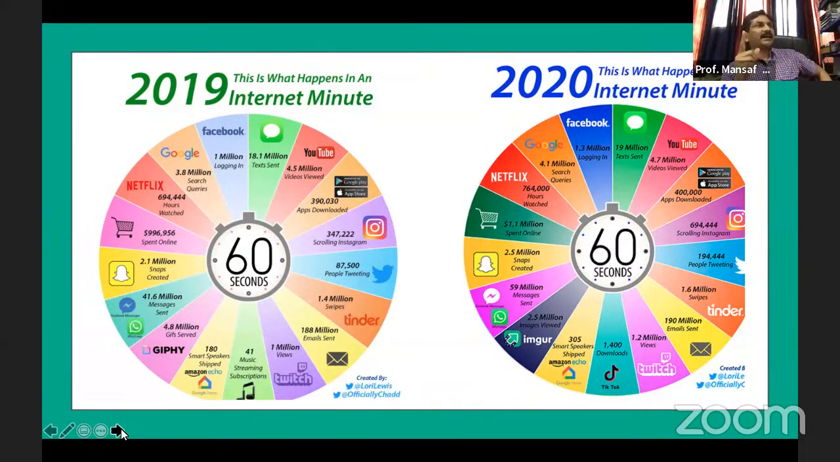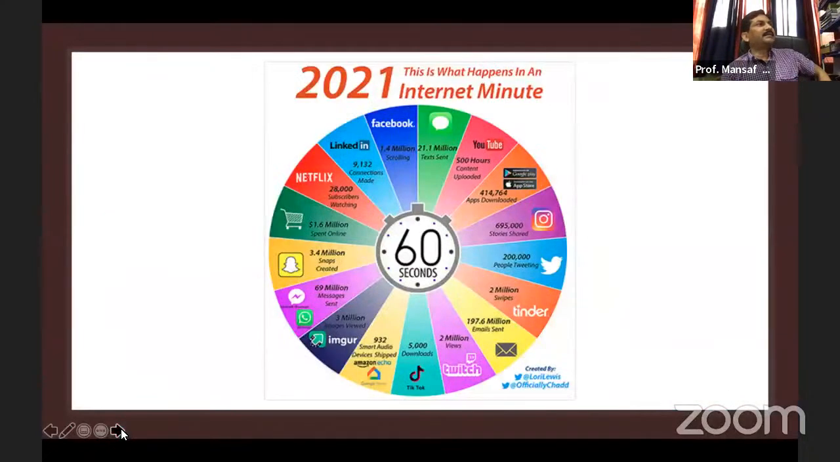0.2 million data increased. So similarly, day by day, data is increasing in the real world. And recently, past 2021, see the scenario now: 69 million messages sent every second, and 500 hours of content uploaded every minute. So after looking at this scenario, on various social media platforms a huge amount of data is generated.